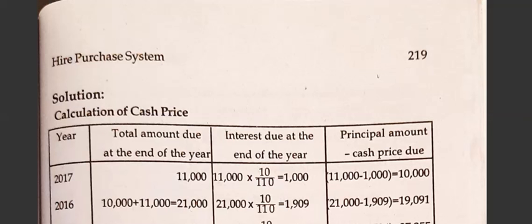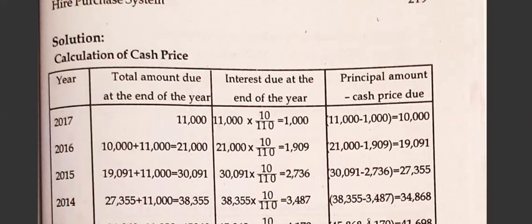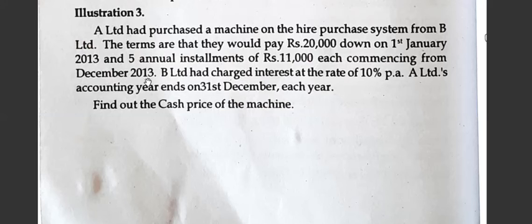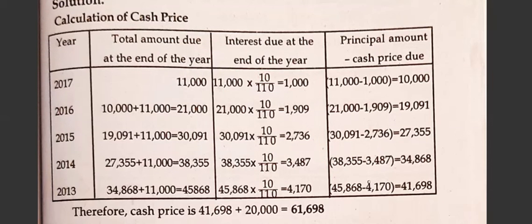So it begins with the last year. There are 5 installments, so we have to begin with the 5th installment. In the problem it is given 2013, so 2013 means for 5 years: 2013, 14, 15, 16, 17. So 17 is the last year, and we have to begin with year 2017. It is 11,000, the same for all the 5 years. So the installment amount is 11,000.